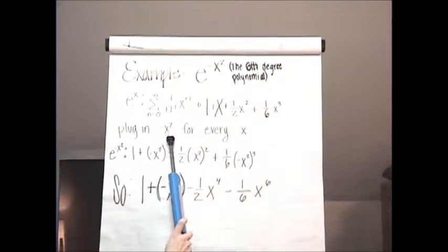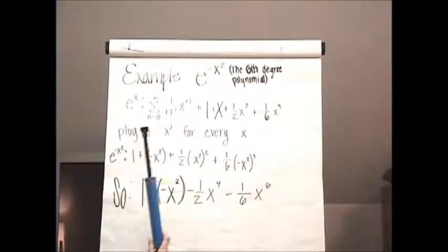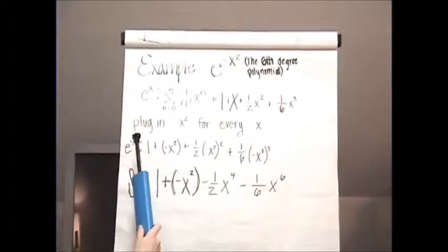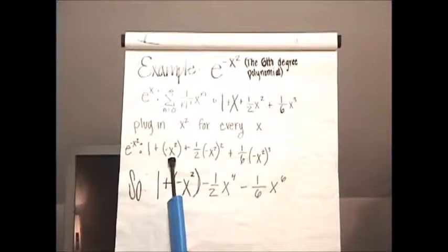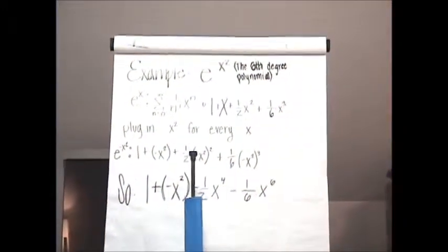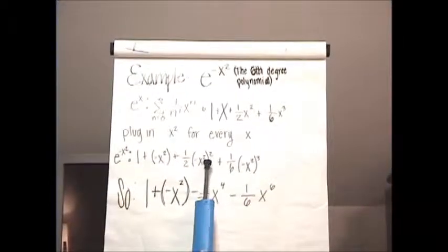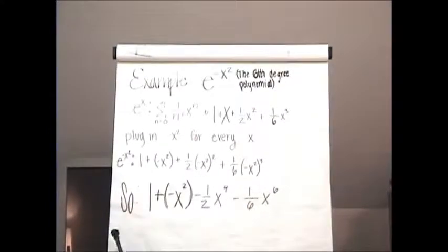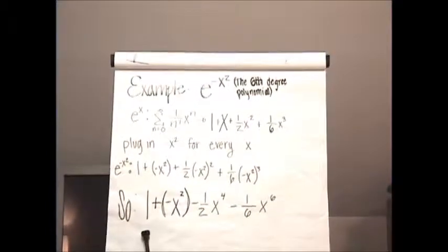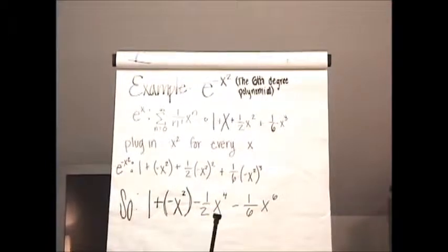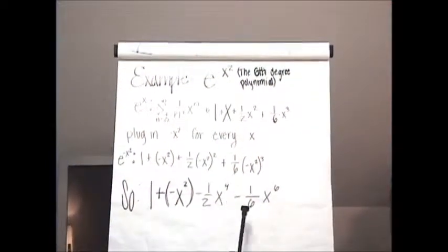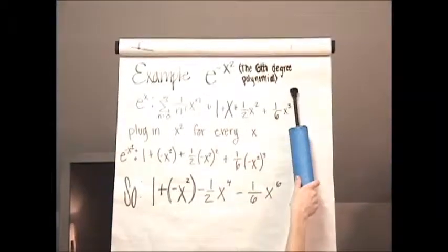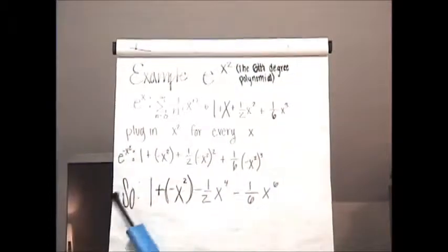So now you're going to plug in negative x squared for every x. So now from e to the x, it's going to become e to the negative x squared. So 1 plus negative x squared plus 1/2 times negative x squared plus 1/6 times negative x squared cubed. So once you work it out, you're going to get 1 minus x squared plus 1/2 x raised to the 4th minus 1/6 x to the 6th. And you stop here because it told you to only find the 6th degree polynomial. So this is your answer.